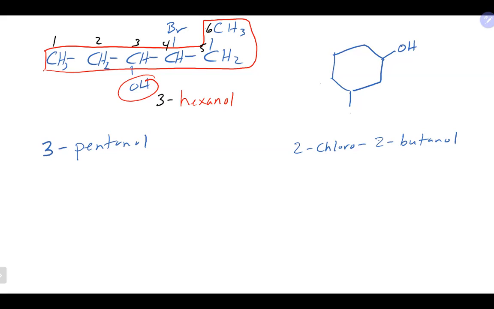That means the only other thing that's there is a bromine group, or a bromo group. And because we locked in our numbering going left to right, that means the bromine there is at carbon number 4. So this would be 4-bromo-3-hexanol. Any questions on that name there?